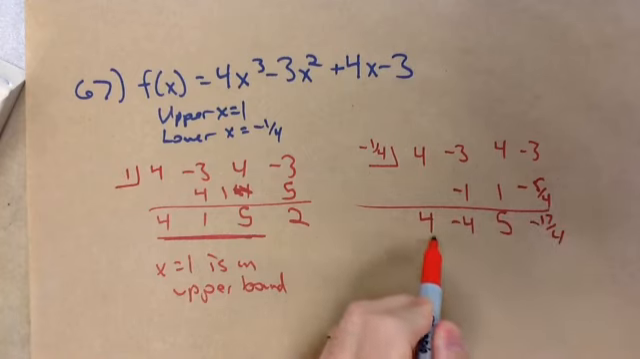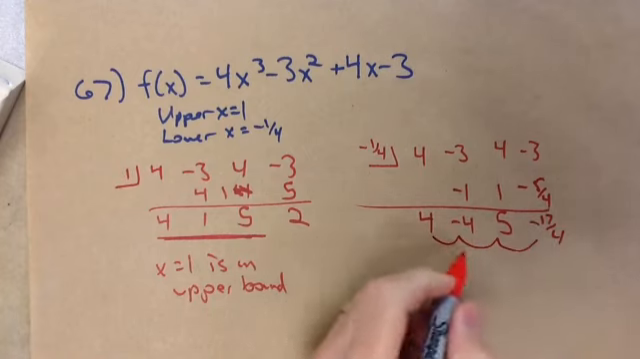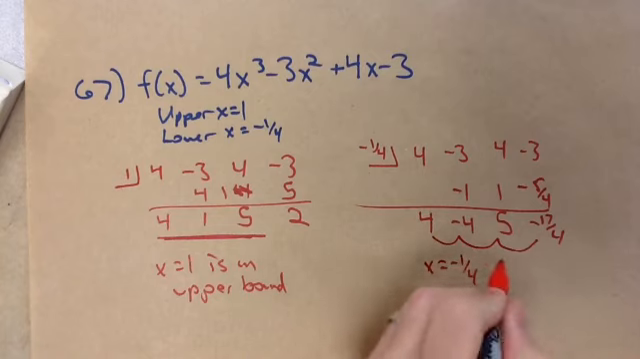And these come out to be alternating signs, so that means that x equals negative 1/4 is a lower bound.